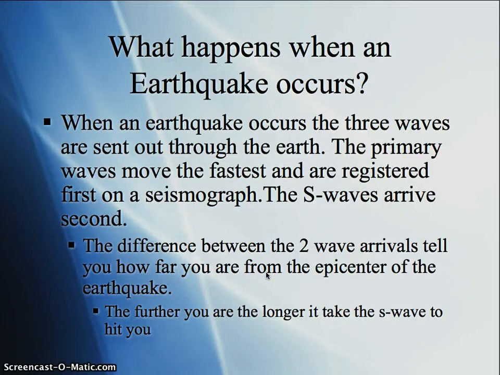So when an earthquake occurs, the three seismic waves are sent out throughout the Earth. The primary wave moves the fastest and is registered first on a seismograph. The secondary wave arrives second. The difference between the two waves' arrival times tells you how far you are from the epicenter of the earthquake. The further you are, the longer it takes the secondary wave to hit you.